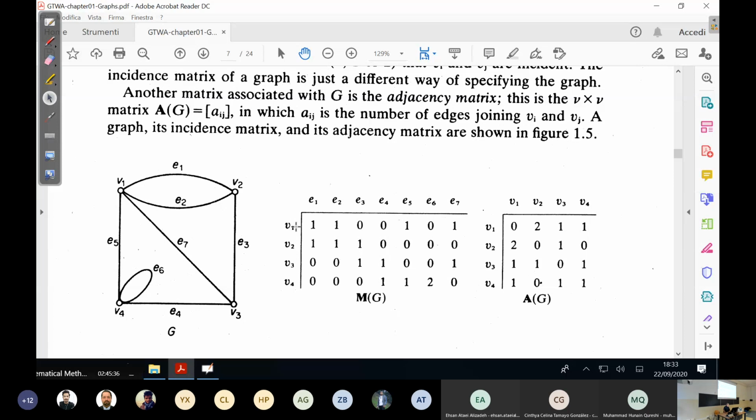And so here for E1, you find ones in the first and second row, because the first and second row correspond to these two vertices, which are the ends of E1. Why do we find 1, 0, 0, 1 in the column corresponding to E5? Because E5 has ends V1 and V4, and so we find 1 in row 1 and row 4. Why do we find just the 2 for E6? Because E6 is a loop having both ends in vertex V4, and so we find the entry 2 in row 4.